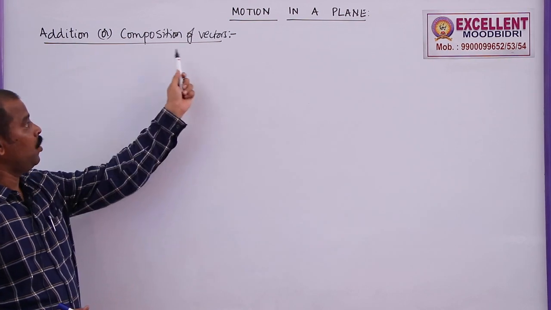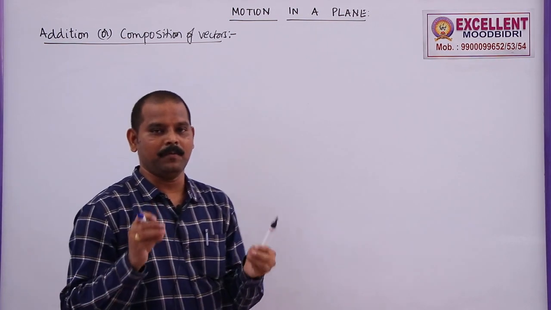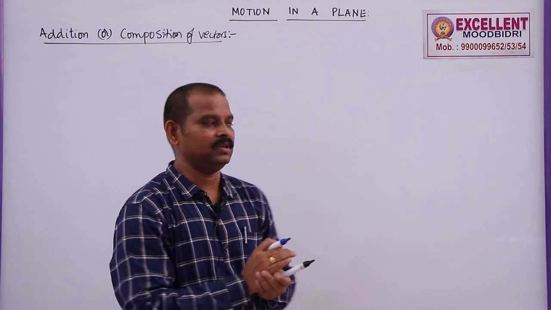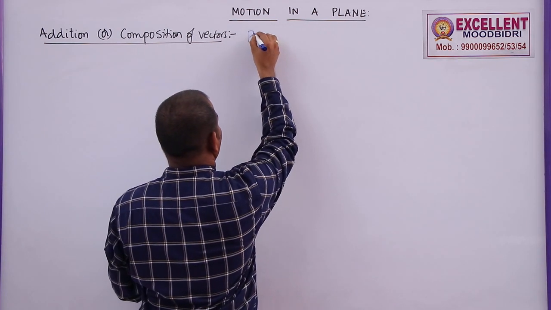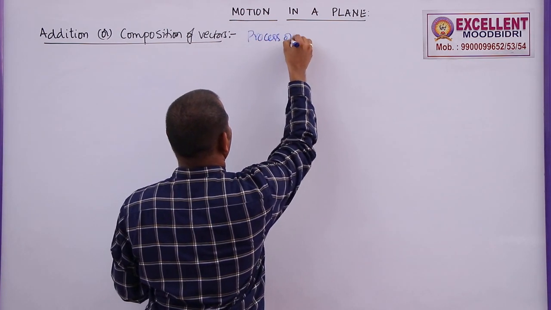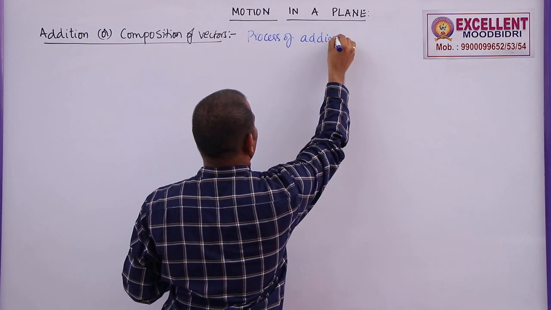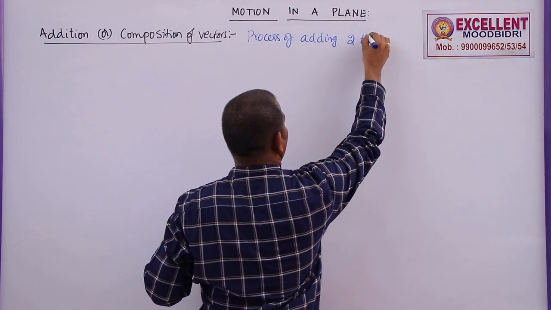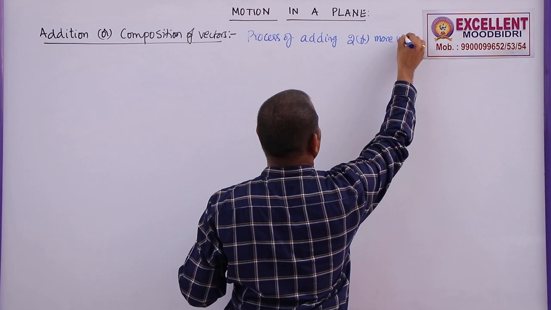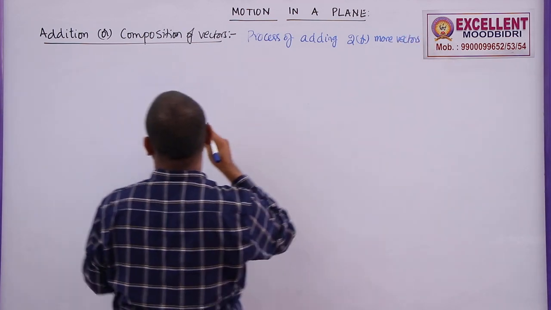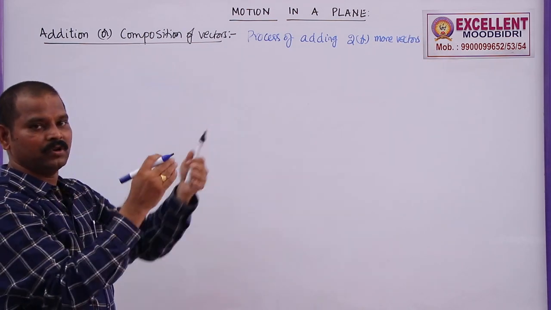Addition or composition of vectors. The process of adding two or more vectors is known as addition of vectors or composition of vectors.